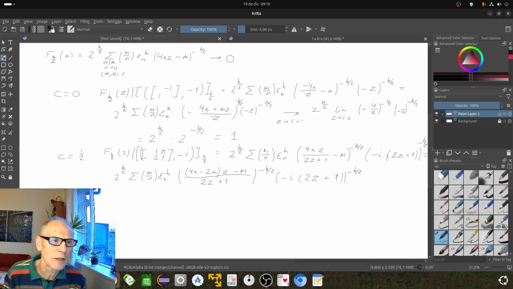And what does it mean that it vanishes? It means that 2n equals m, and that implies that n is even because 4 divides m, but that means that 2 divides both m and n. So there are none of these. So I claim that this sum gives naught as well, or tends to naught as well.